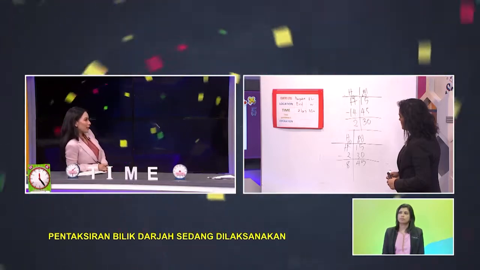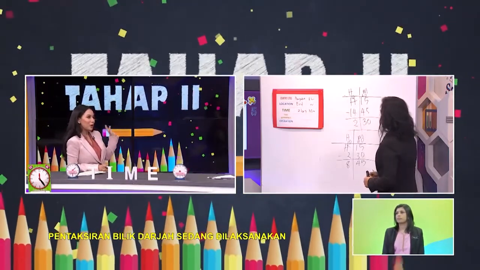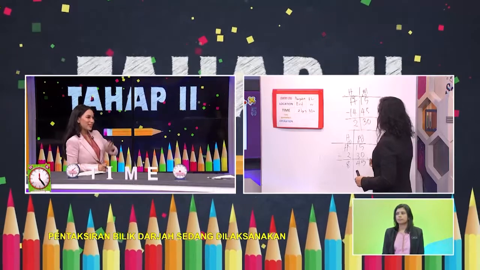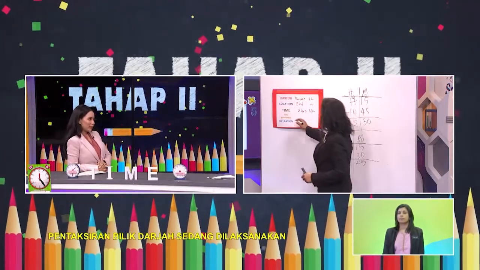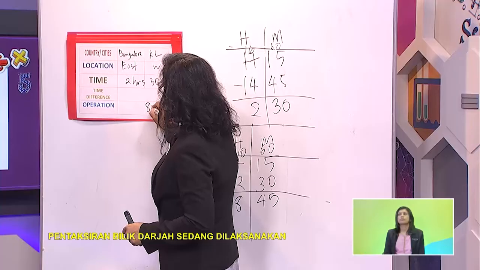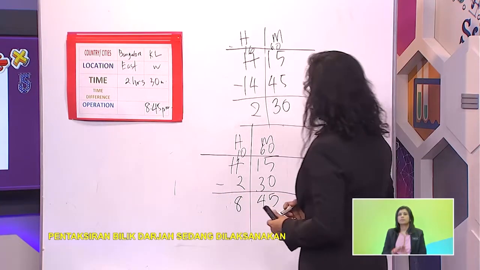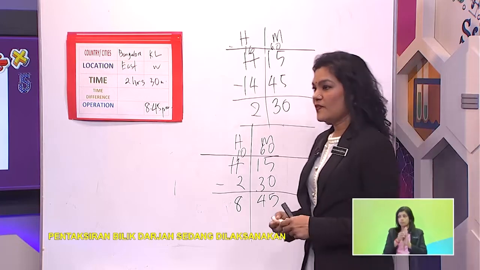That should be PM, because the time difference is only 2 hours and 30 minutes, less than 12 hours. So it's 8:45 PM. Right. Okay, so how do you find it now?